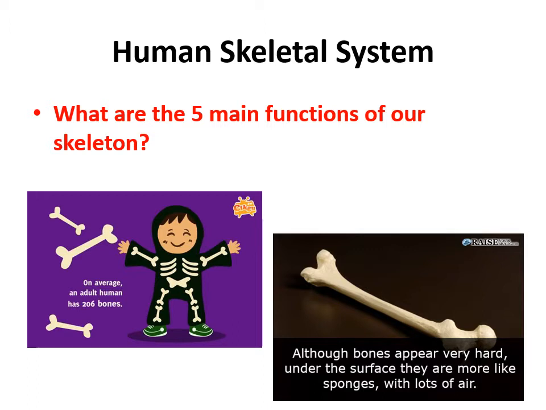Additionally, what we haven't mentioned yet is that our skeleton serves as a storage site. It's a storage site for important things such as minerals and lipids, especially calcium and phosphate ions. And you're going to hear calcium come up a lot whenever we talk about bones and the skeleton. The last thing I want to mention in terms of the functions of our skeleton is that it produces blood cells. And as you know, blood cells are very, very important to your body.